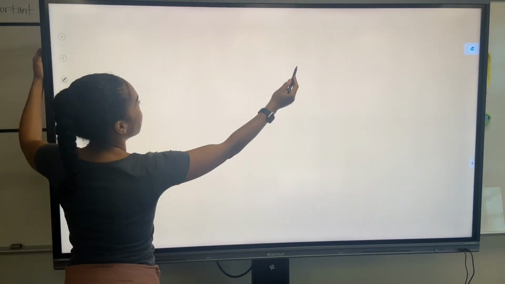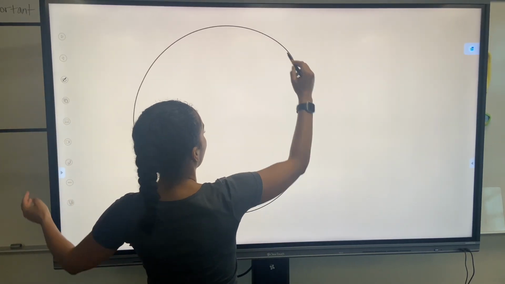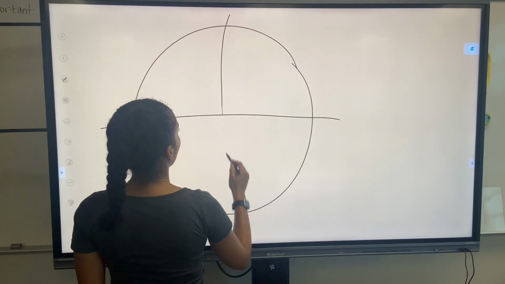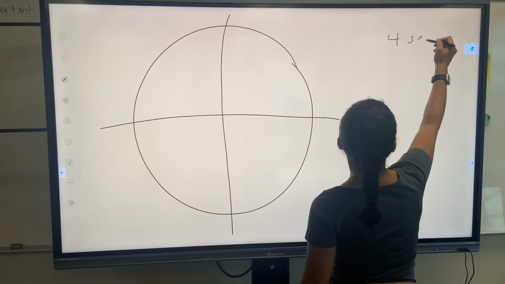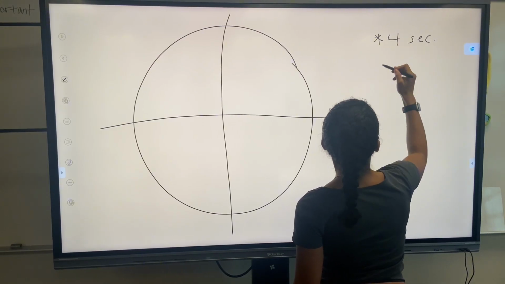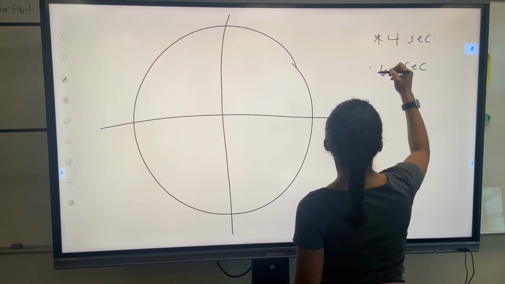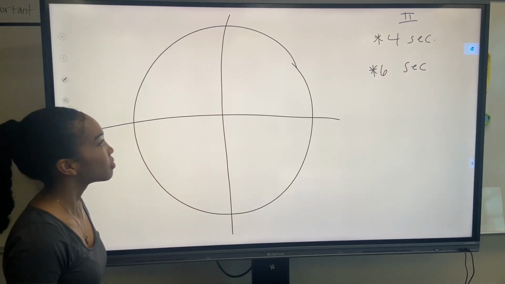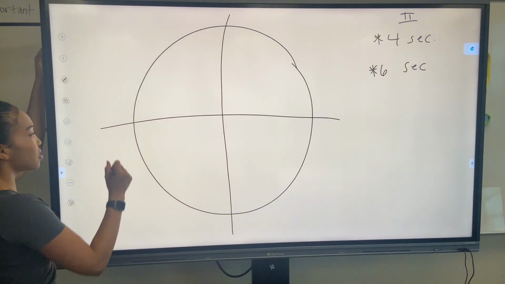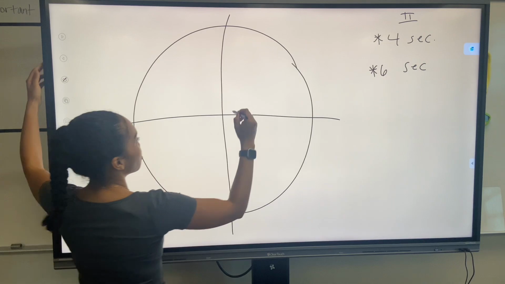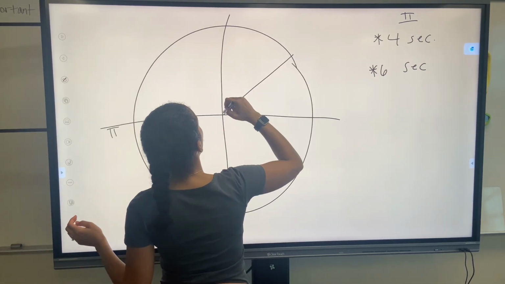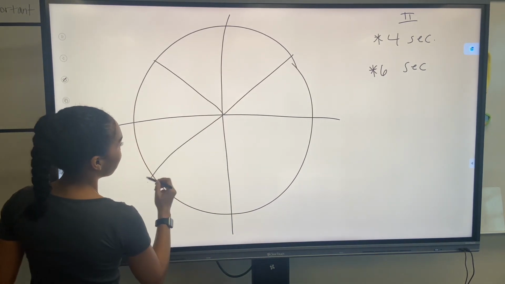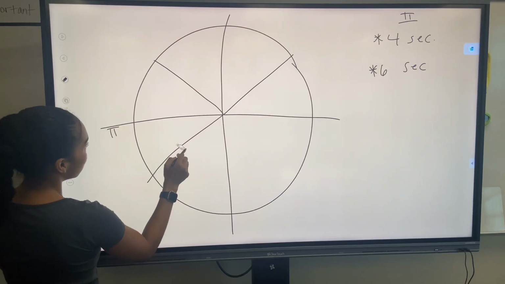All right, here's my unit circle. First, you're gonna do 4 sections. Then you're gonna do 6 sections of pi. So this is how we're gonna split pi up. In 4 sections and 6 sections, this is pi. So I'm gonna do 1, 2, 3, 4, 5. Let me do it in the middle.